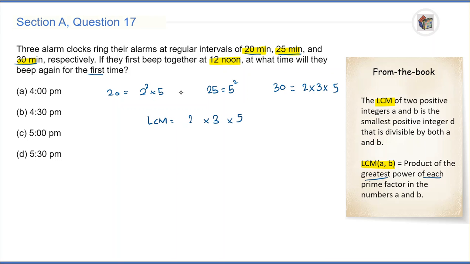For 2, the greatest power visible is 2. For 3, it is 1. And for 5 also, it is 2. So this is going to be 2, 1, 2. You see what this comes out to be? This is 300, and since we were in minutes, this is 300 minutes. When you do that in hours, it is 5 hours. So starting at 12 noon, what is the time after 5 hours? It's 5 p.m. Correct answer, choice C.